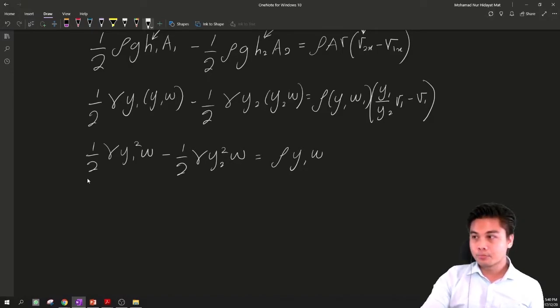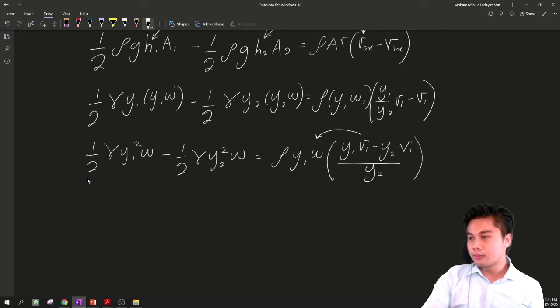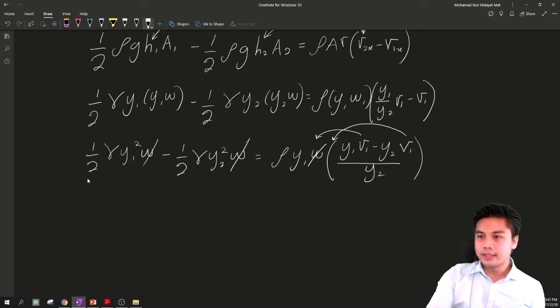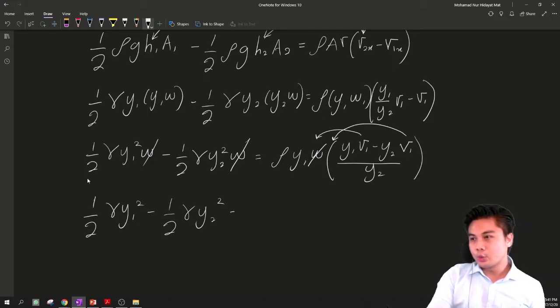Okay, y1 v1 minus y2 v1 over y2. So this one we can look at this velocity one, the same term we can move outward. This width we can cancel out, only left 1 over 2 gamma y1 squared minus 1 over 2 gamma y2 squared equal to rho y1 v1.